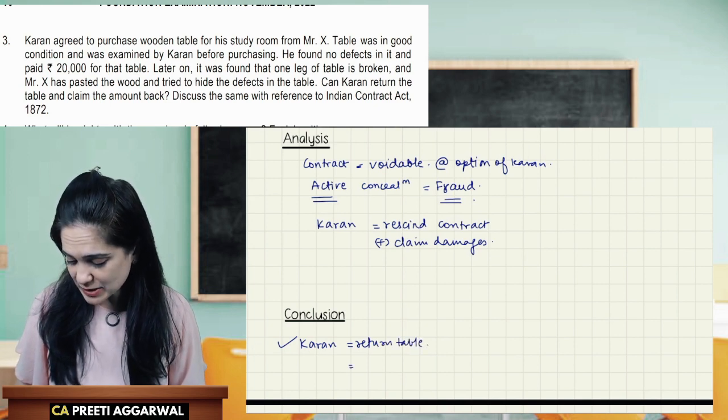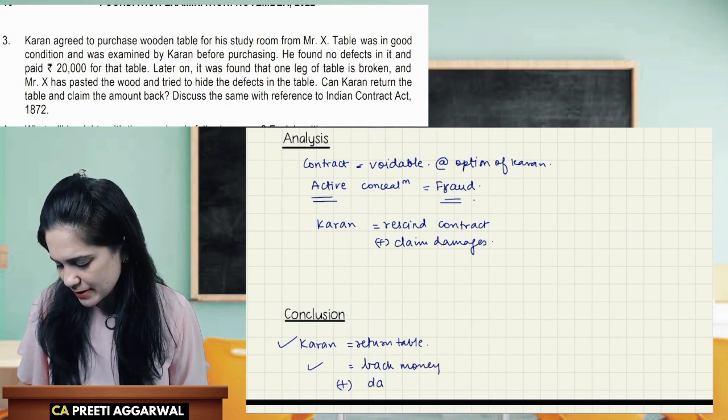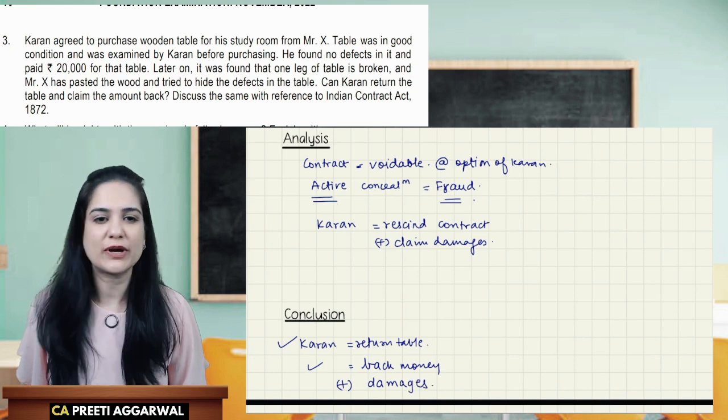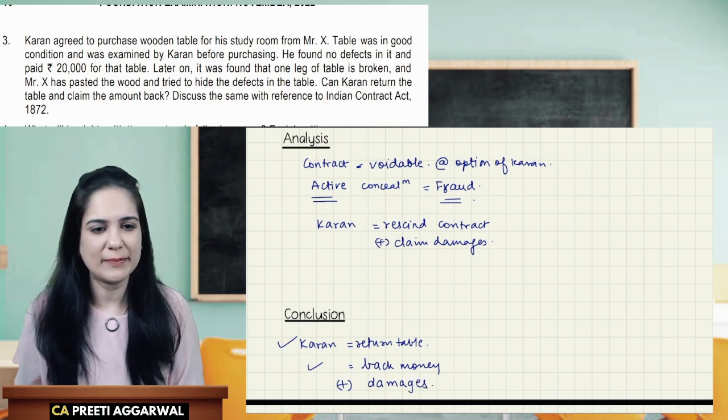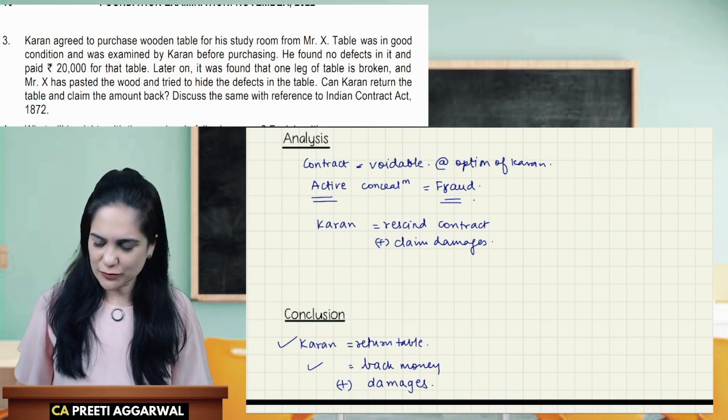Will he get back his money? Yes, he will get back his money. And he will also be able to claim damages. Okay, he can also claim damages for the loss caused due to the fraud of X. So elaborate on this. So what will you write?